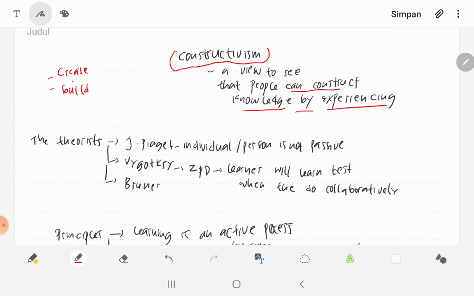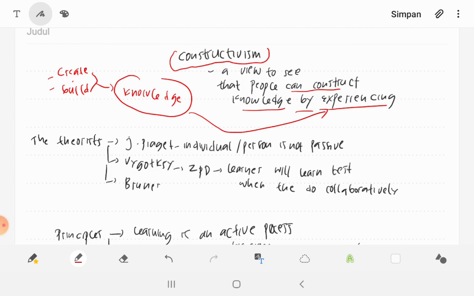So the meaning of constructivism is to create, and it can be built. What is the thing that we build? Knowledge. So people or students can create their own knowledge by experiencing, that is, by involving the student in the activity.